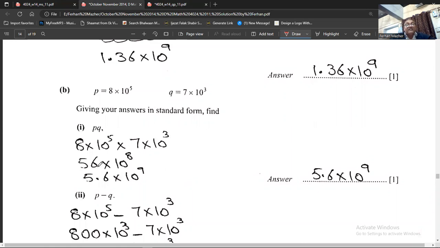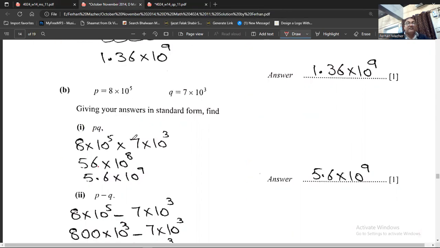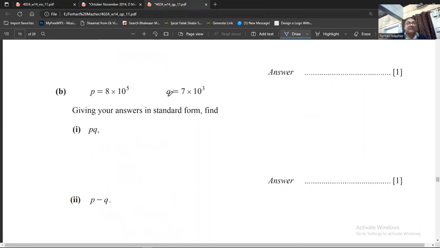I will convert this to standard form. The decimal is here. I will move it one step to this side. So it will become 5.6 expo 9.